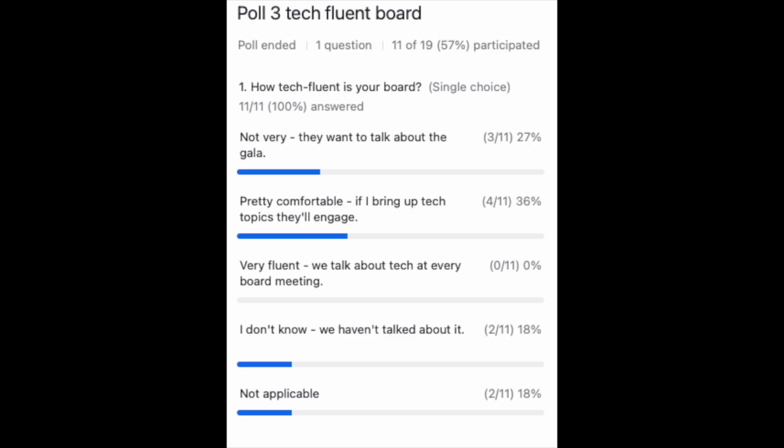All right. Wow, that's interesting. So they're not very, they just want to talk about the gala, and pretty comfortable, if I bring up tech topics, they'll engage. It looks pretty even, 27%, 36%. But very fluent, we talk about tech at every board meeting, is a big 0%. So that is really, really interesting. And then I don't know, we haven't talked about it, or not applicable are coming in also under there.